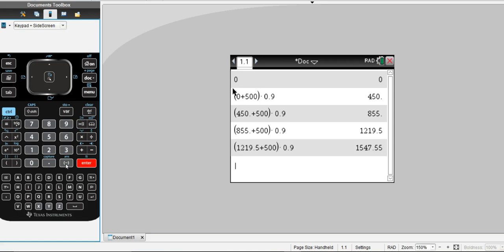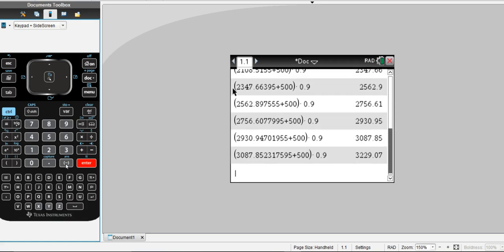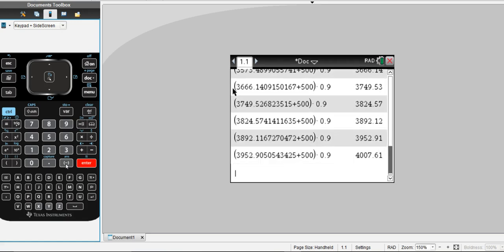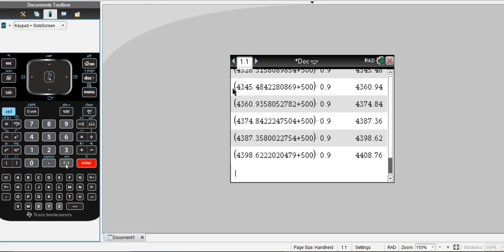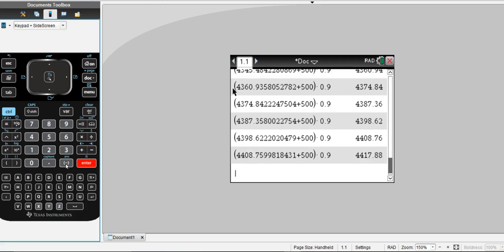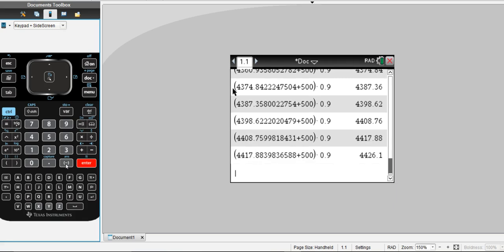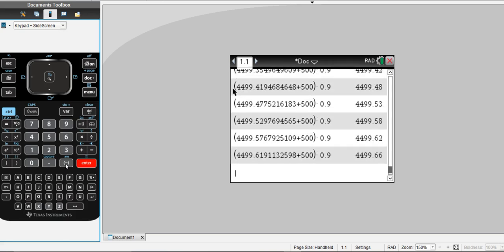So let's see what happens in the long run. It's still going up, and it's gone over 4,000. But notice how the amount of increase has really gotten small. Okay, so now it's only increasing by less than 10 each time. So I'm going to just keep pushing enter for a little while and I can do this for a while.